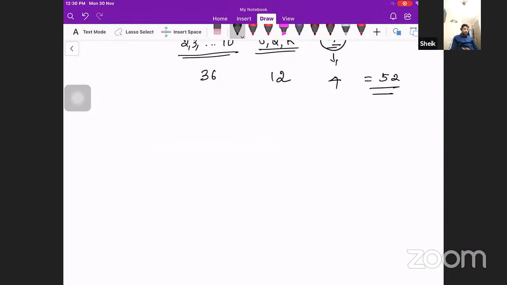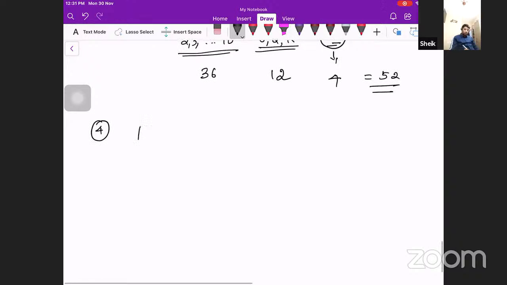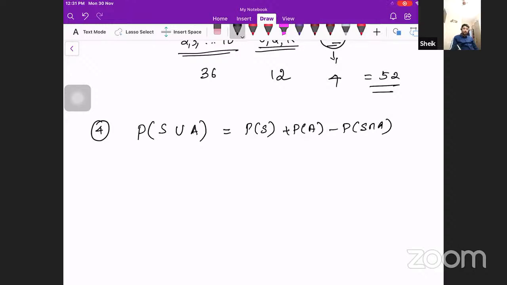Now, sum number 4: what exactly is given? If a card is drawn at random from a pack of 52 cards, what is the chance of getting a spade or an ace? Of course, you remember the formula: P of A union B is equal to P of A plus P of B minus P of A intersection B. I hope you remember it.